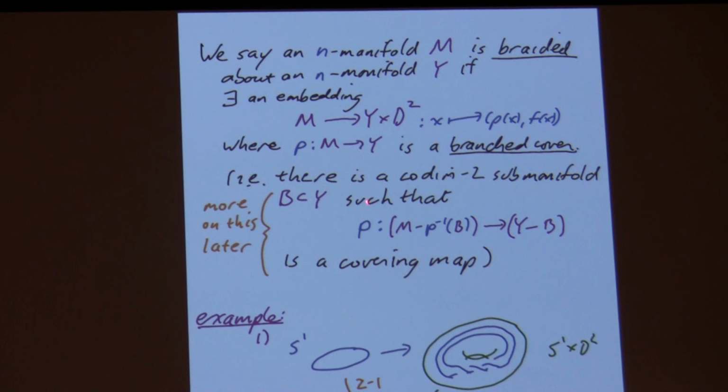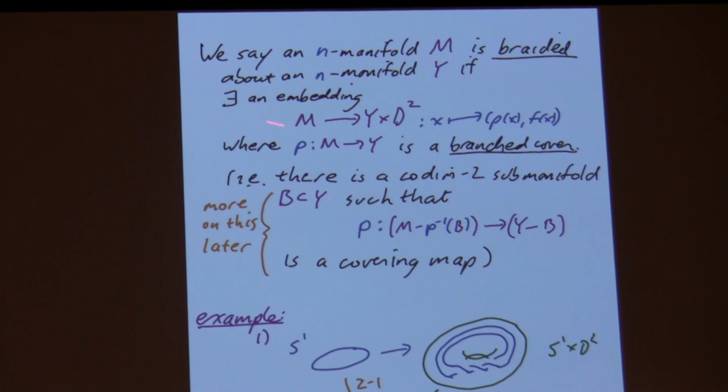You can think of a branched cover from M to Y as being some sort of singular bundle, right? You can think of a covering map as a bundle with discrete fiber, and then if you've got a branch locus, it's a singular bundle. The product is a really nice bundle, but you could put some other singular bundle over here, like Lefschetz fibrations or other kinds of crazy fibrations that might have singularities in them.